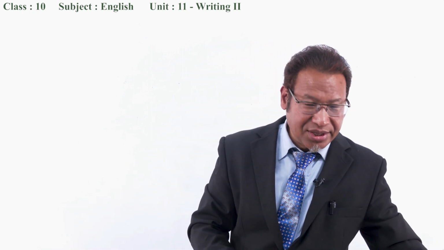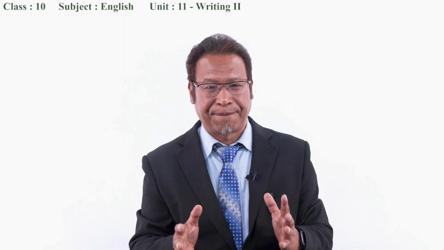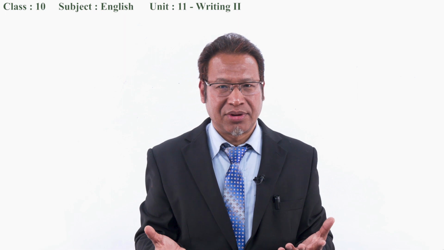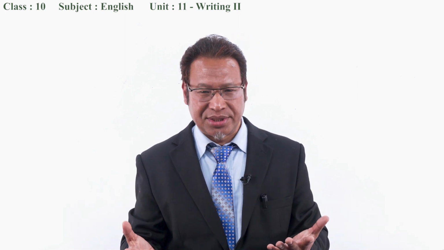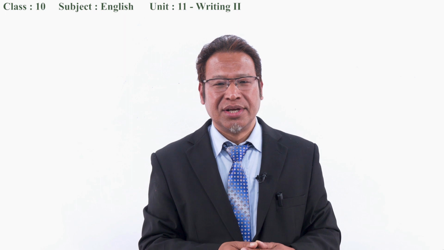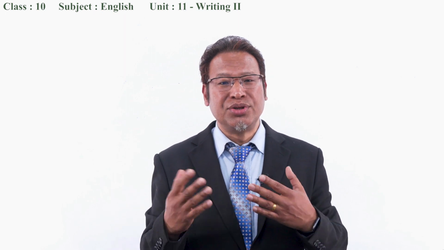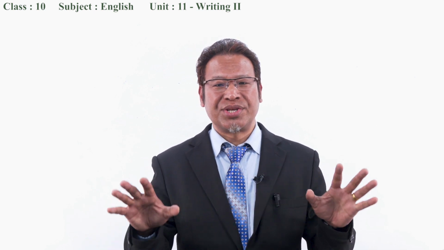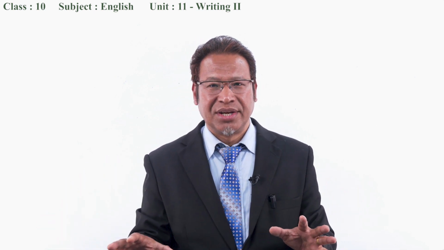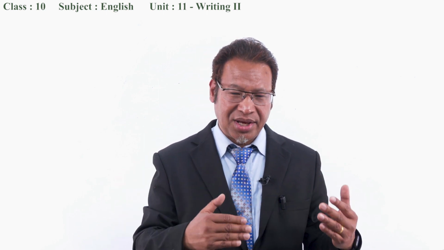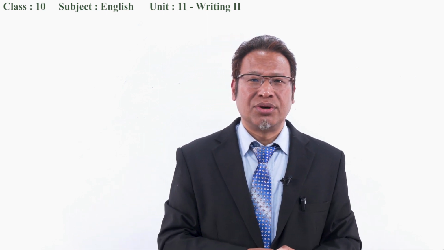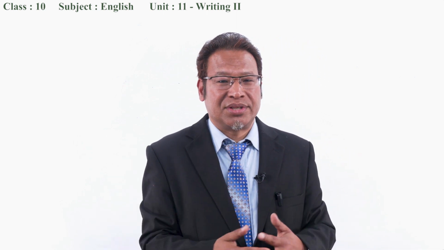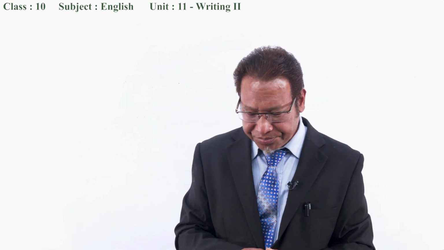So the idea is, when somebody dies, how do you express sympathy? How do you express your condolence? That's the important thing. As an English student, you should know how to express a message of condolence or sympathy when somebody dies or has some kind of accident. It's very important that we are clear about this kind of writing.